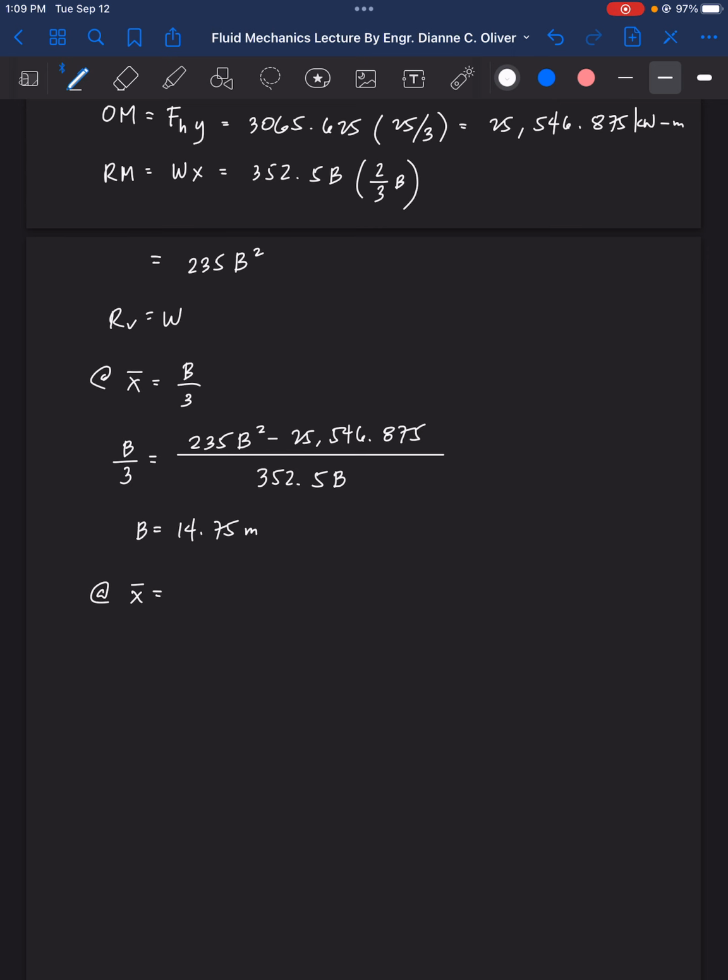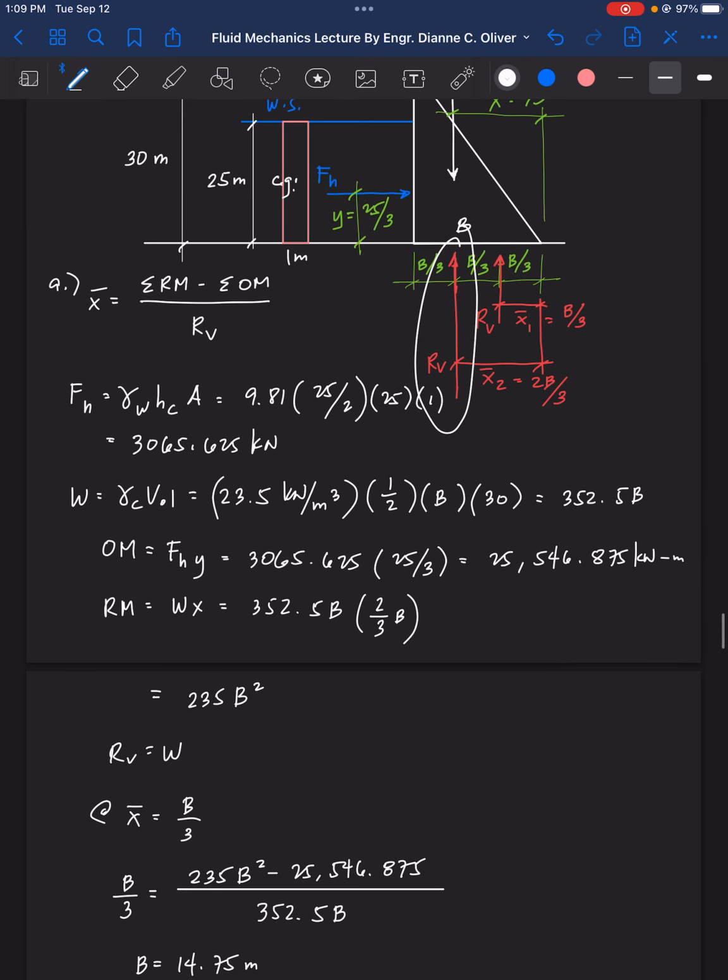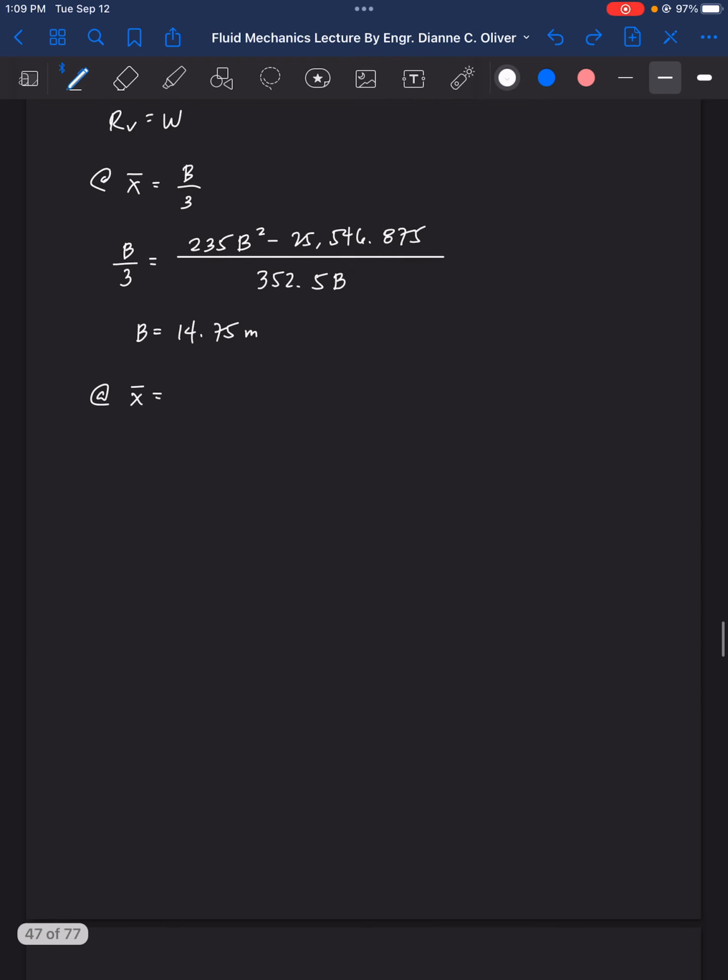How about at the other condition? So our other condition here is if RB is in this position. So if RB is 2B over 3. We'll just copy what happened here, right? So 235B squared minus 25,546.875 all over 352.5 B.